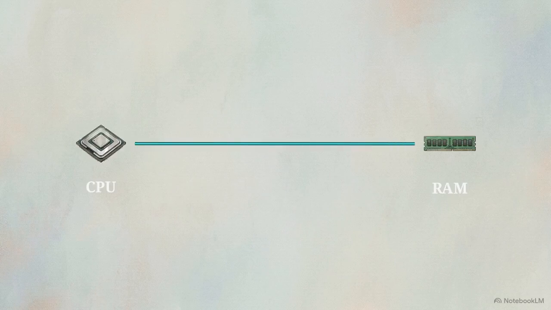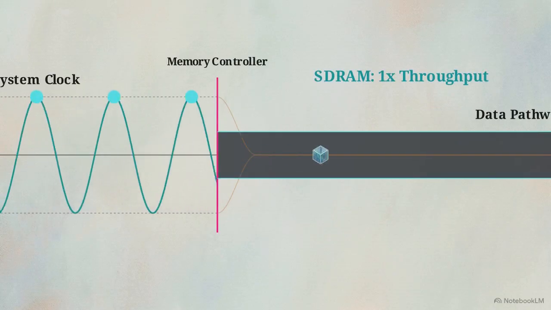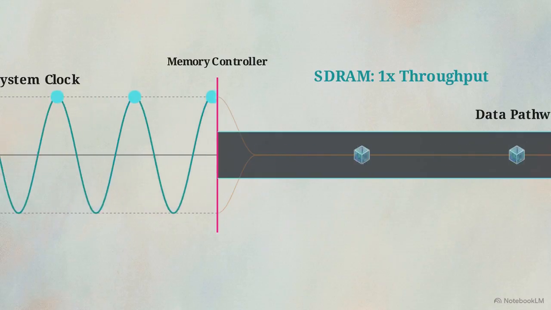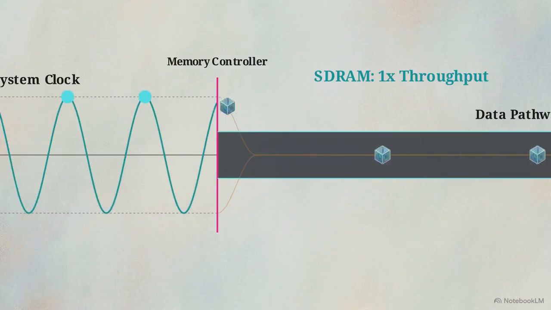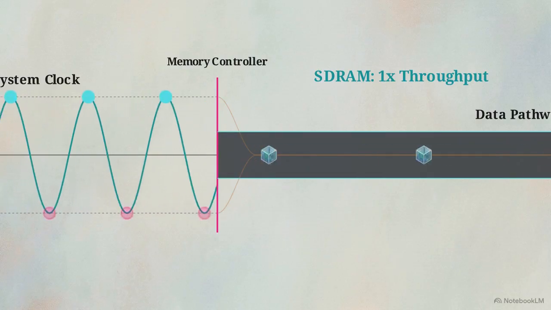Random access memory, or RAM, acts as the processor's active workspace. Every operation between the RAM and the CPU is dictated by the system clock wave, which acts as a metronome for the hardware. This animation shows the early standard, synchronous DRAM. Notice the timing. The data packet only pulses and transfers when the digital clock wave hits its rising peak. It moves data exactly once per cycle.